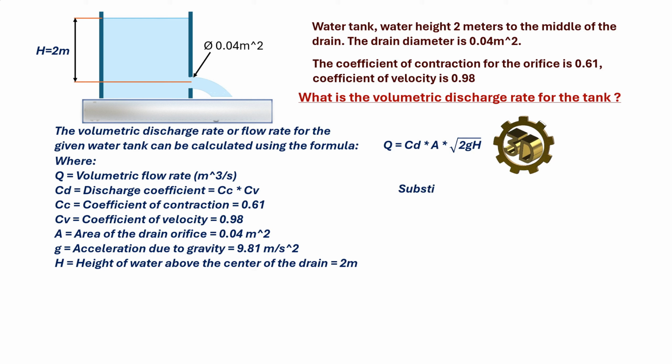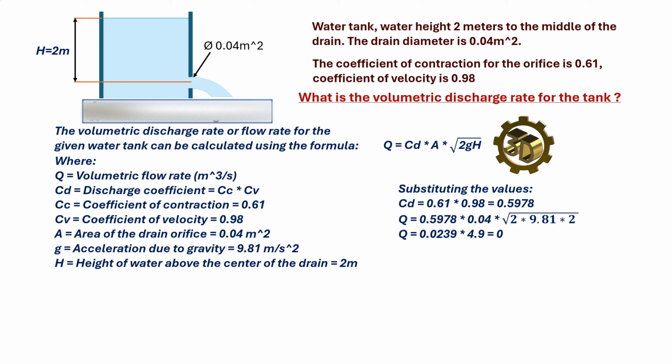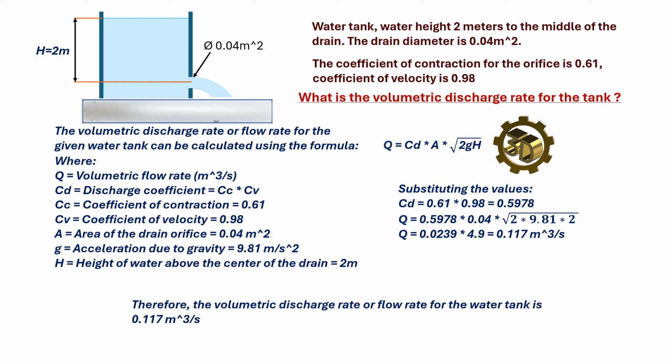Substituting the values, CD equals 0.61 times 0.98 equals 0.5978. Q equals 0.5978 times 0.04 times square root 2 times 9.81 times 2. Q equals 0.0239 times 4.9 equals 0.117 cubic meters per second. Therefore, the volumetric discharge rate or flow rate for the water tank is 0.117 cubic meters per second, or 117 liters per second.